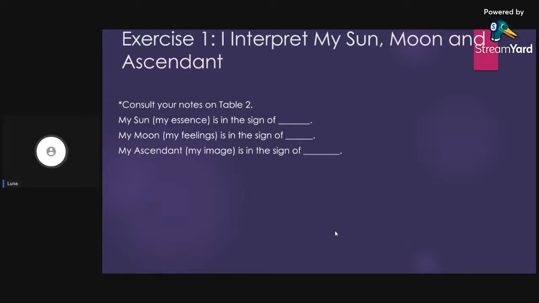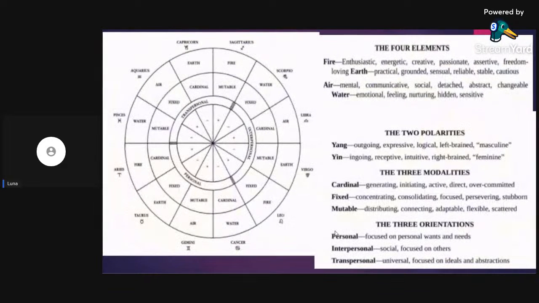Exercise 1. I interpret my sun and moon and ascendant. And like before, we are going to use mine as an example. Here you will consult your notes from Table 2. My sun is in the sign of Taurus. My moon is in the sign of Aries. My ascendant is in the sign of Pisces. And here is table 6 and figure 6 to fill in the next slide's questions.